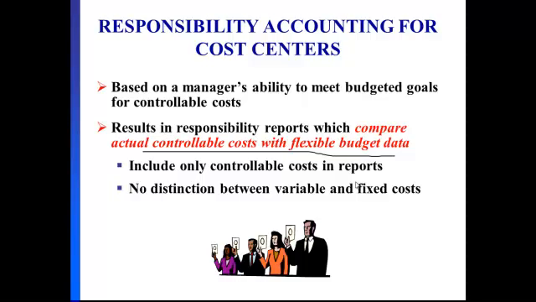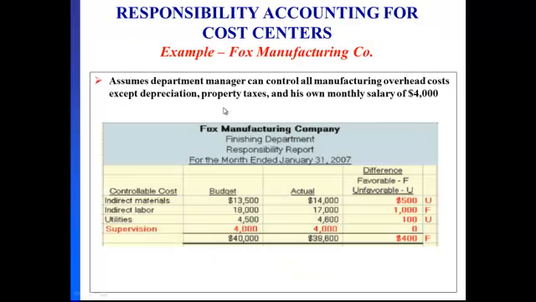Now the responsibility for the cost centers is that they're responsible to meet the budgeted goals. And therefore, this report is going to compare the actual controllable costs against the flexible budget. Now, you all know about the flexible budget. This, again, is familiar to you. This is a flexible budget report for the finishing department. Over here, the budget: indirect materials, labor, utilities. Here, the actual, and here are the variances.